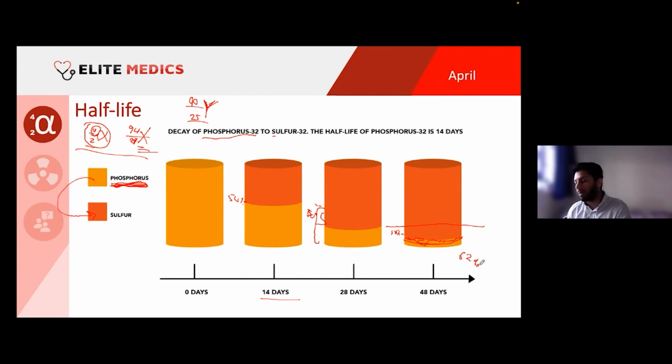And the number of phosphorus 32 particles will keep going down and keep going down and keep going down.